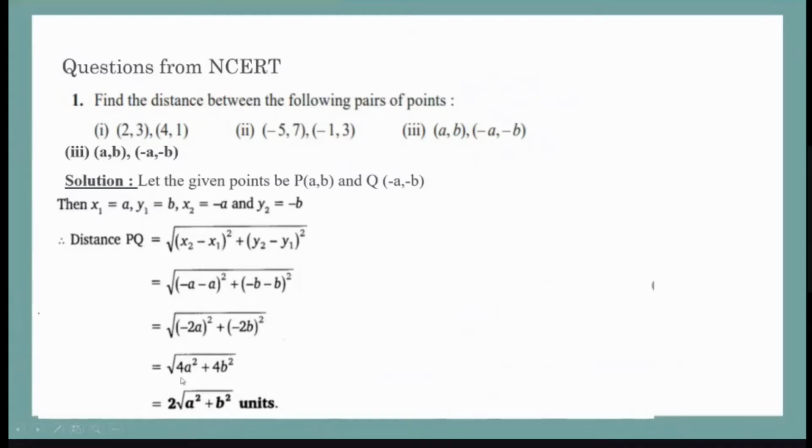So if I take out 4 common from here, the square root of 4 is 2, which comes out, and I'm left with the square root of a² + b². Again, the units are very important. You need to write that. So the other parts can be done by you.